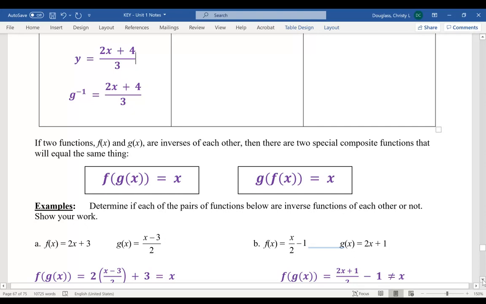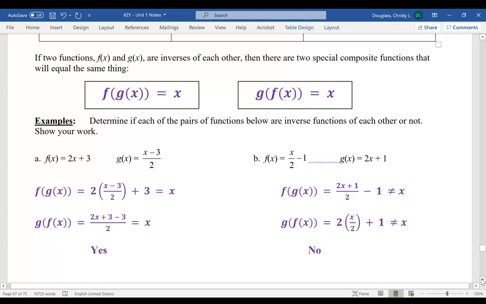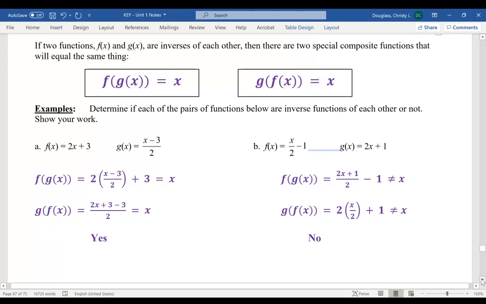So in the last examples, it says determine if each of the pairs of functions below are inverse functions of each other or not. And we're going to use this idea to determine that. Again, you might want to pause, write, and resume.